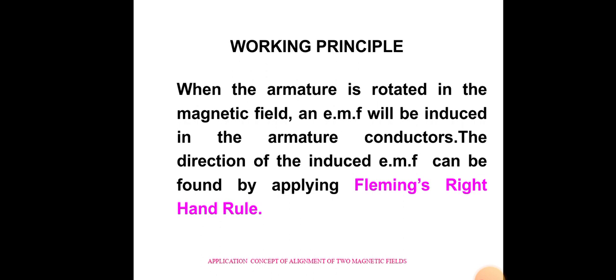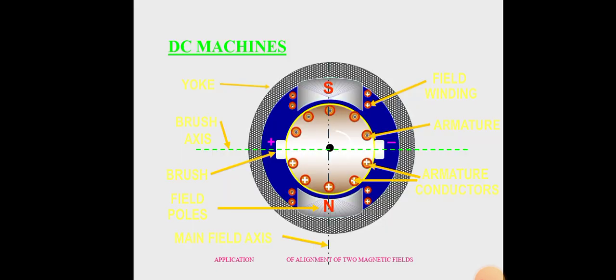The construction detail is common for DC generator and DC motor. The direction of induced EMF is different for motor as well as generator. So for a motor it is Fleming's left hand rule. For a DC generator, Fleming's right hand rule.